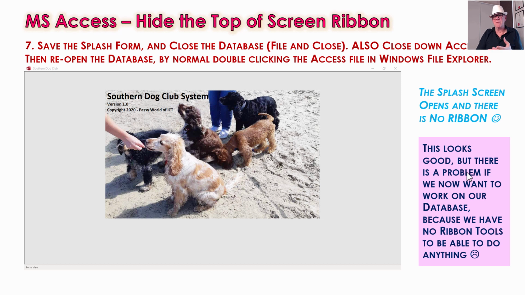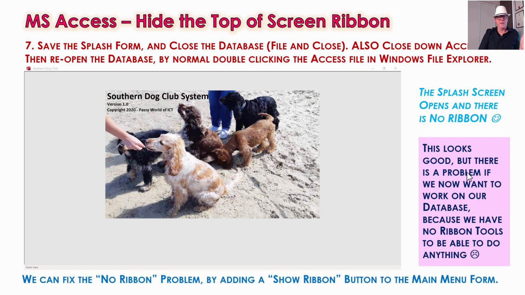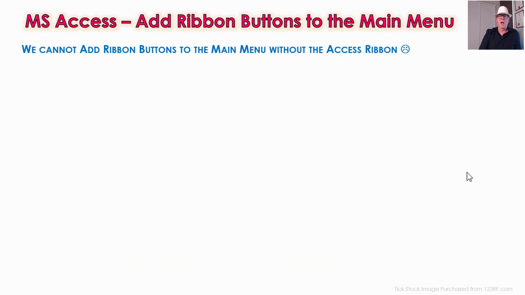This looks good, but there is a problem because we want to work on our database. We don't have any ribbon to get to any of the tools, so we won't be able to do anything. That's not going to be too good, so we'll have to find a way around that. We need to turn the ribbon back on so that we can go and work on our main menu and do other things if we need to.